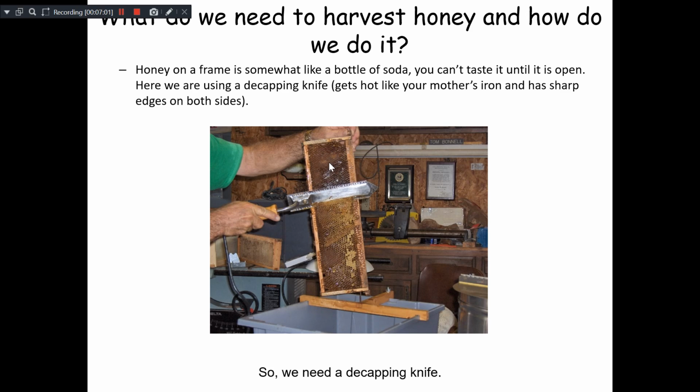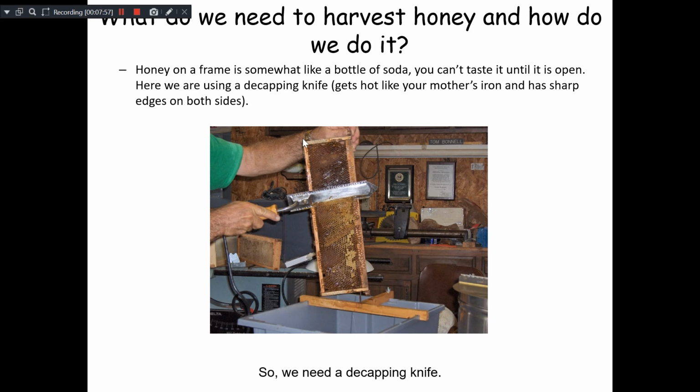Before that, this is the frame on which you can see the honeycombs. Before extracting the honey, you have to scrape the surface of the frame, especially the honeycomb, because after putting the honey in this comb, the honeybees close the surface with wax. Unless you open it, you will not be able to extract the honey. So for that, you need a scraper to scrape the sealing on the honeycomb. Then only by centrifugal force the honey can come out. You can't taste it until it is open.